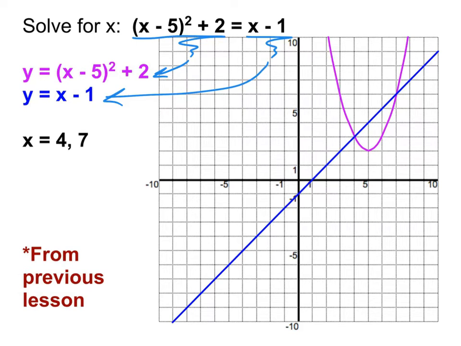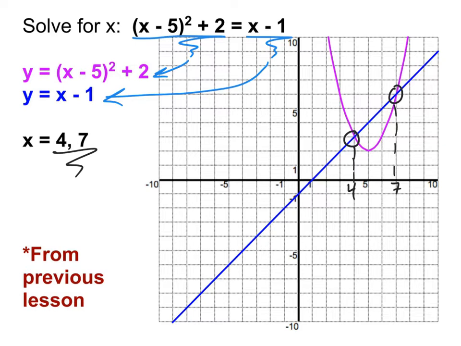And then we found our answer by figuring out, okay, where do those two graphs cross? In that particular case, they crossed in two places. They crossed when x equaled 4, and they crossed where the x value was 7. Hence, 4 and 7 were our solutions.